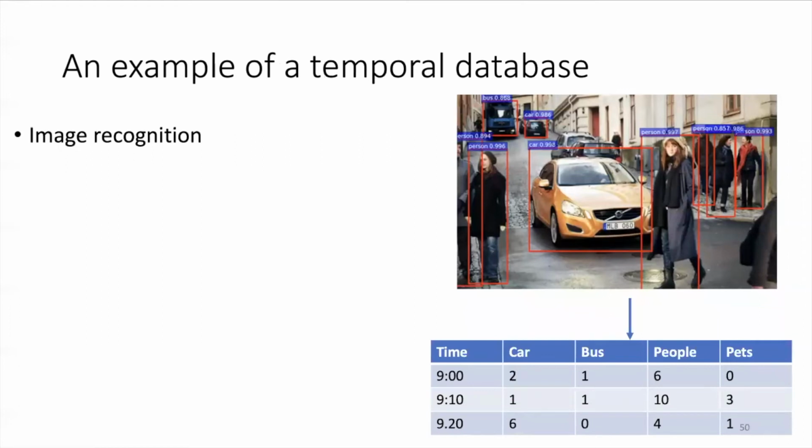Now, if you look at the image recognition dataset, you can see that there is time information. So this dataset represents a temporal dataset because each image is associated with a timestamp. And when we do instance segmentation of this image, the resulting transactions are associated with the corresponding timestamp.